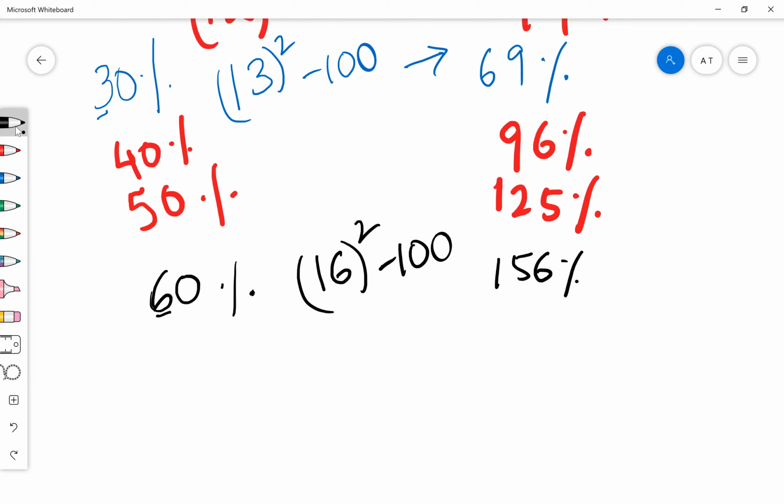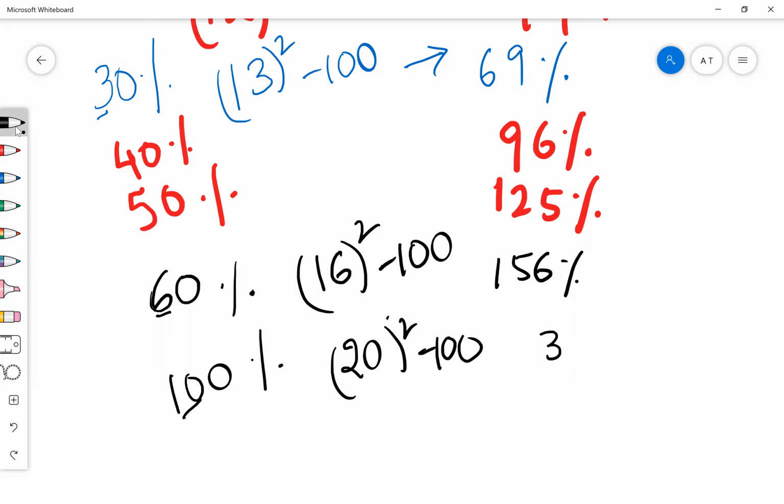So we'll do that for 100%. A slight deviation: 100% increment in momentum. Here, instead of a single number, there are 2 digits. So 10 plus 10 is 20. So 20 squared minus 100. So what is the answer? 300. The percentage increment in the kinetic energy is 300%.